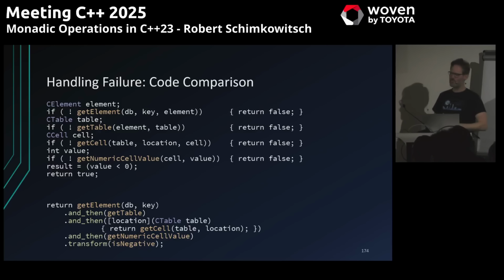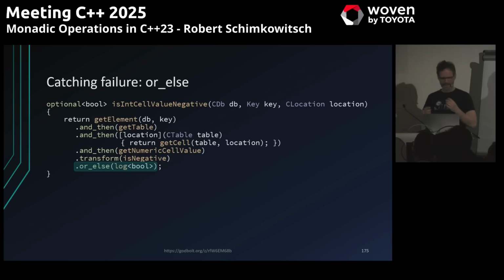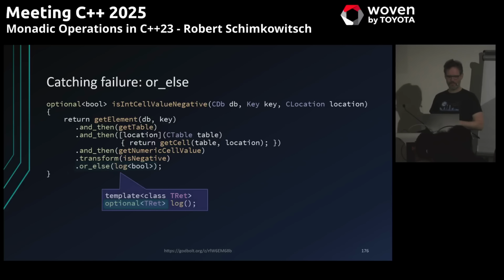Loaded question, I know. But okay, fine, but what about logging, actually? I mean, let's say I want to do some logging here. And then happens to have a sibling function, which is called or_else. And or_else works exactly in reverse. It will call our function if the optional is empty. Since empty is our indication of failure, we can use that.